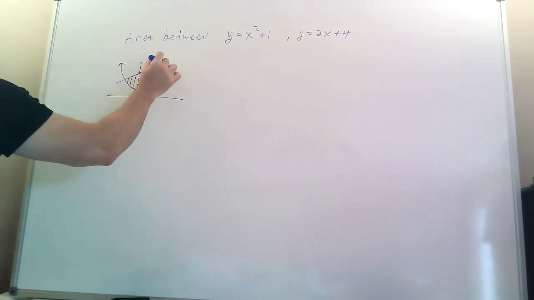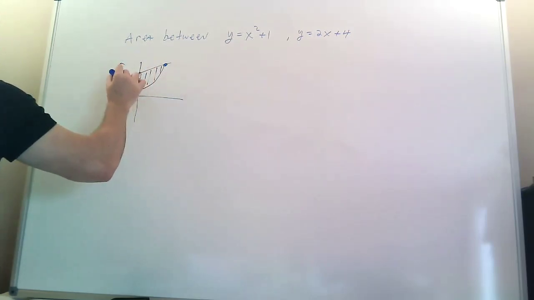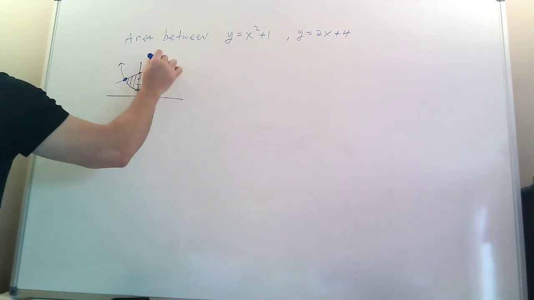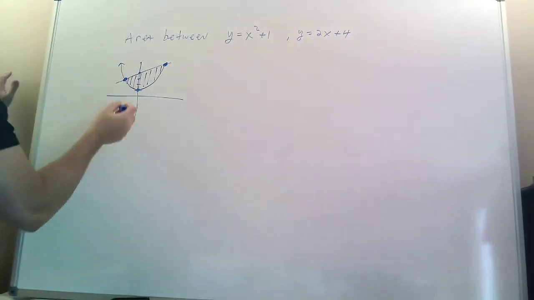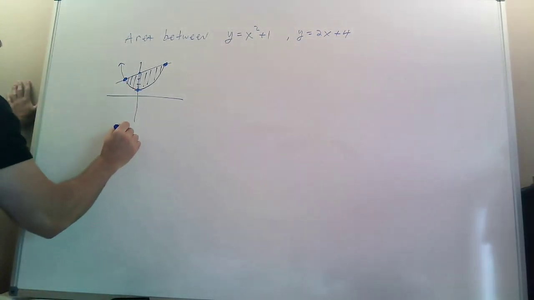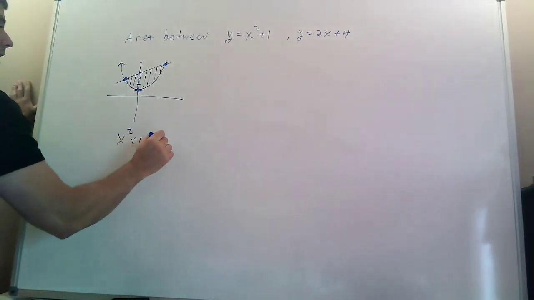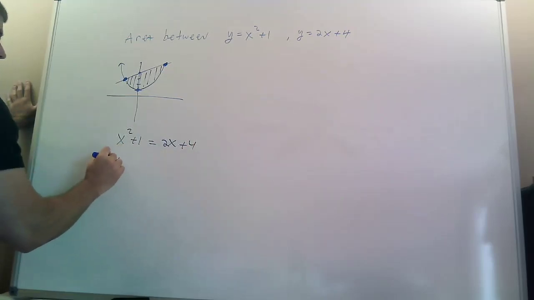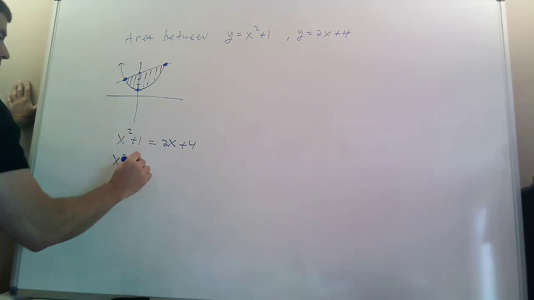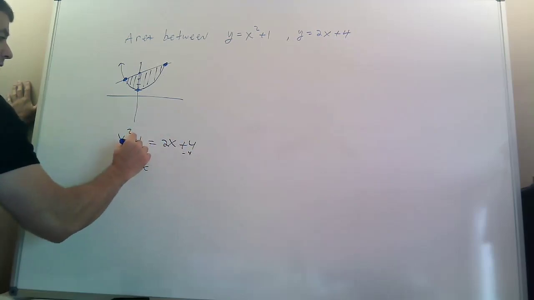I also need to know where they hit here and where they hit here. Sometimes they give it to you. Sometimes they give you vertical lines that you can use, but in this case, I have to know where they meet. So I have to set them equal to each other, and then I have to solve for x. Set them equal. Bring everybody to one side, right? Subtract the 2x over. Subtract the 4 over.